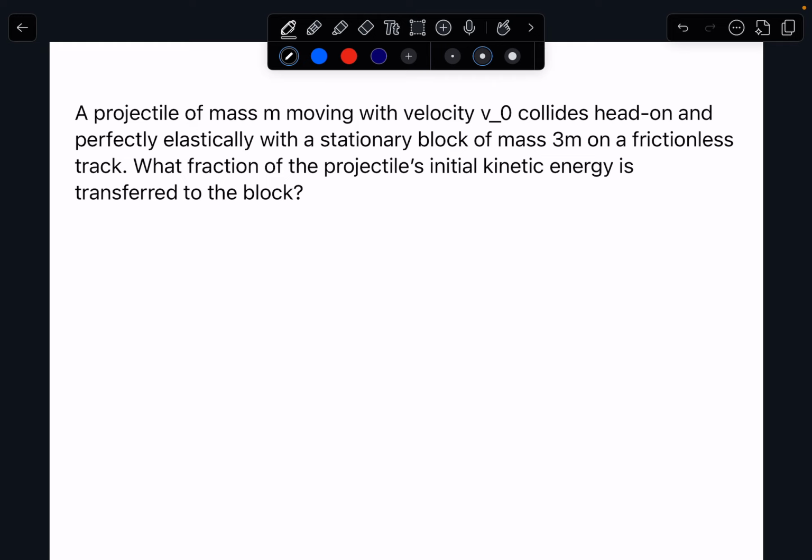So we have this problem: a projectile of mass m moving with velocity v0 collides head-on and perfectly elastically with a stationary block of mass 3m on a frictionless track. What fraction of the projectile's initial kinetic energy is transferred to the block?